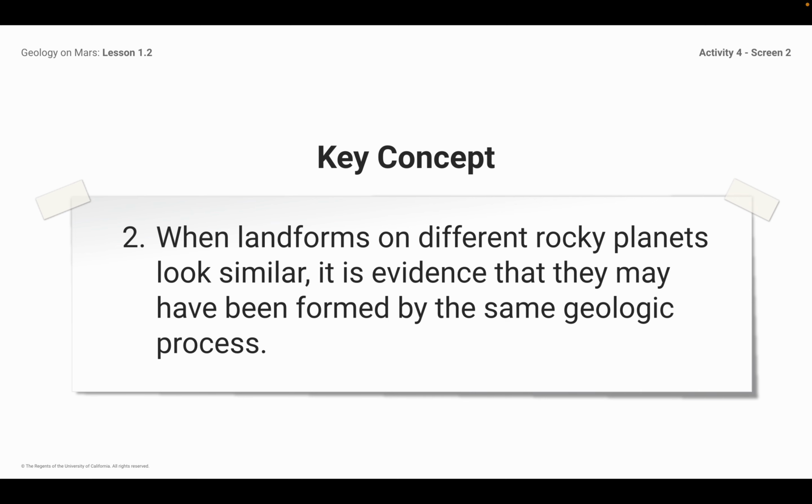Because basically what you're saying is, hey, if we know that a landform forms from a certain kind of geologic process, like flowing water, and it looks the way that it does on Earth, I know that I can say that's probably the same thing that happens on Mars, because they're both rocky planets. It's an excellent way to explain your evidence.